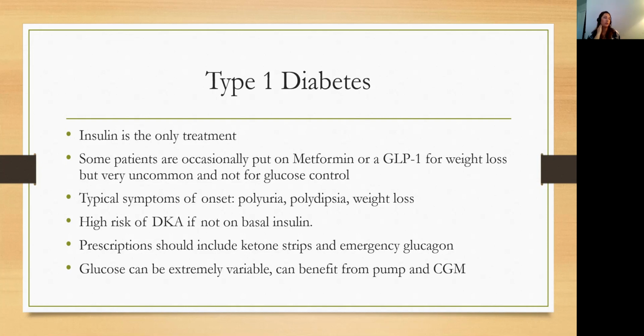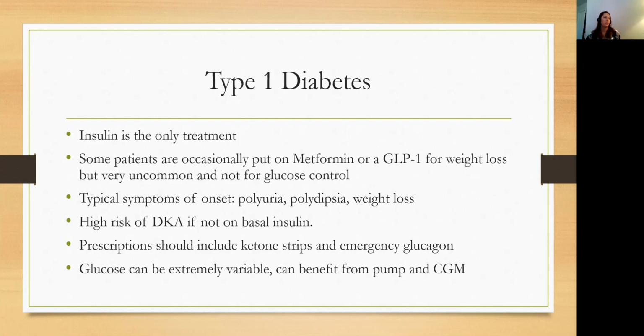When you're writing prescriptions for a type 1, you should include ketone strips and emergency glucagon. So ketone strips are for them to monitor their urine for ketones to make sure they're not going into DKA at home. And then emergency glucagon is if they have a low blood sugar emergency. So if it's less than 40, if they're unresponsive, that's something that their family member needs to be educated on, and they need to use that if the patient's not able to treat themselves for a low blood sugar.